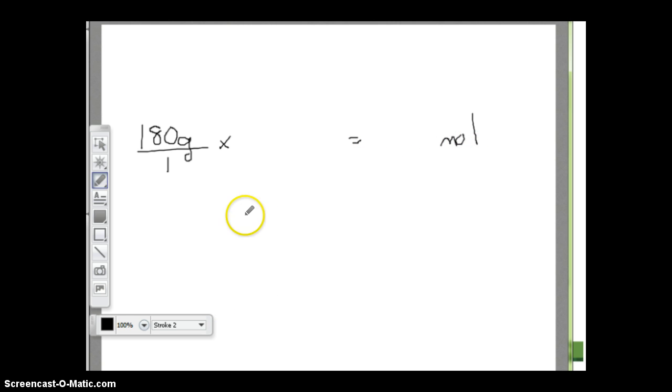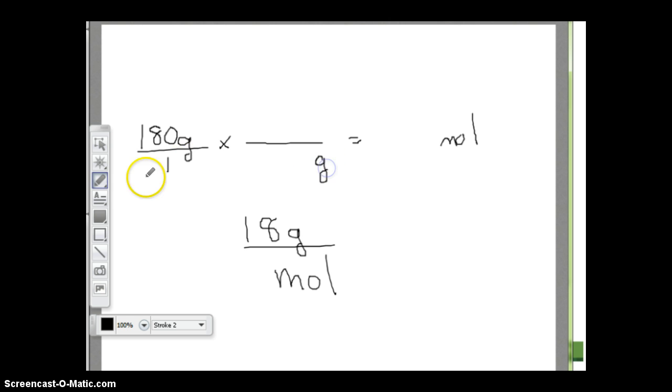And the conversion that I know is that it's 18 grams per mole. Okay, what's going to go on the bottom of my second fraction? Is it going to be grams or moles? It has to be grams. Why? So that the grams will cancel.